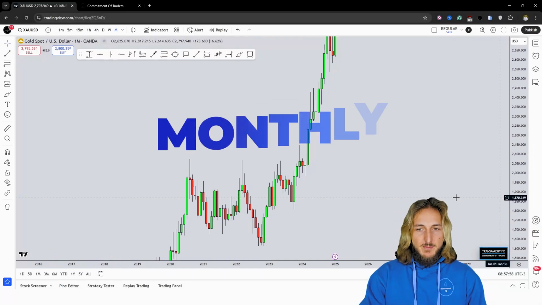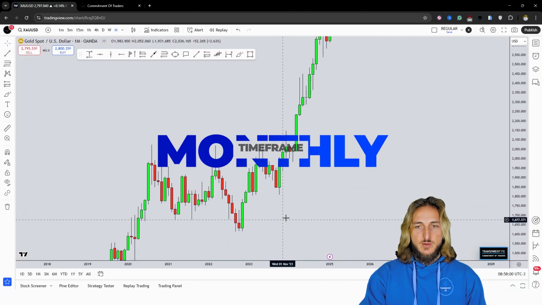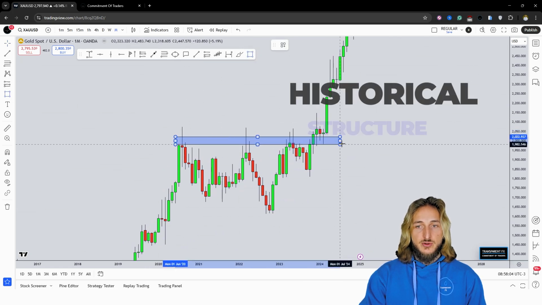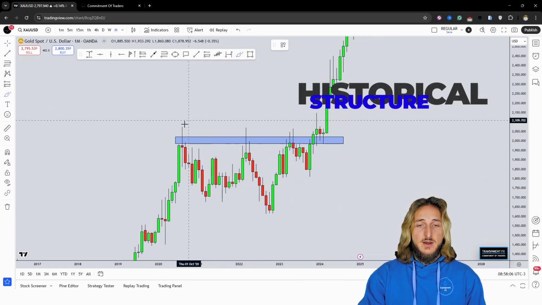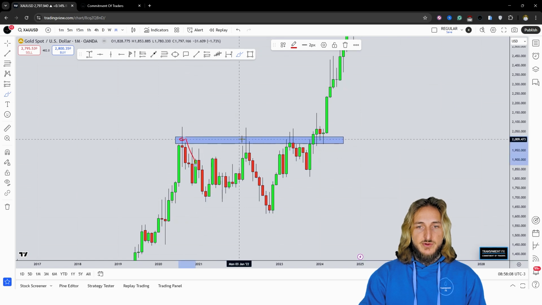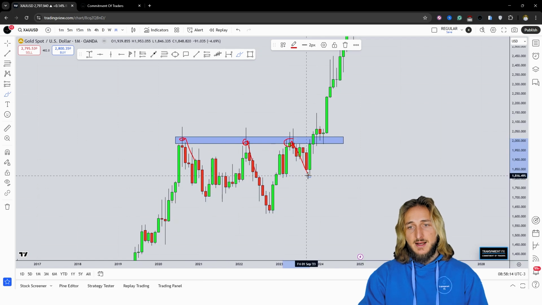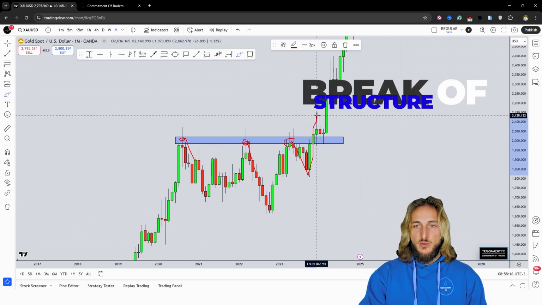Now, starting here from the monthly time frame, what we can notice is that we have a market which is rejecting to the upside a quite important historical structured zone. In fact, from this level, all these previous rejections to the downside were created. So every time the market tested this zone, it rejected it to the downside, and then the market broke above this level with this impulse.